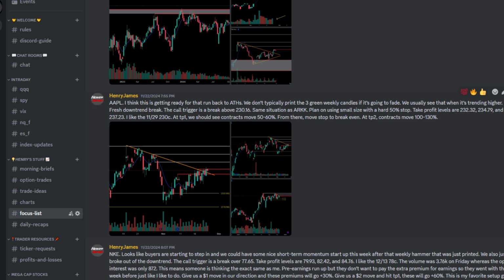Apple, I think this is getting ready for that run back to all-time highs. We don't typically print three green weekly candles if it's going to fade. We usually see that when it's trending higher, after a fresh downtrend break. The call triggers a break above 230.16. Same situation as RK. Plan on using small size with a 50% stop. DPs, 1129, 230C.